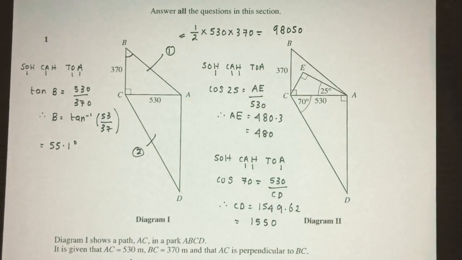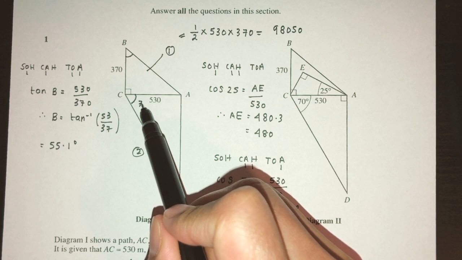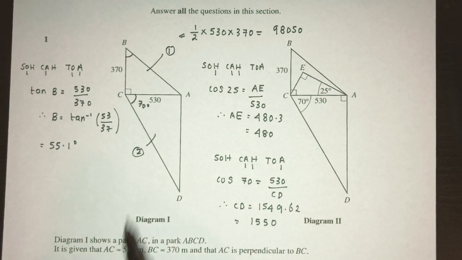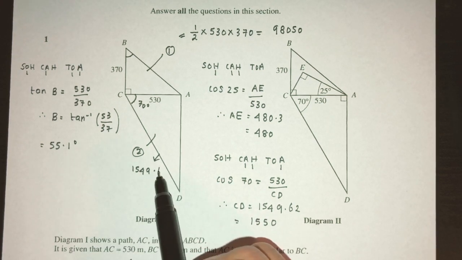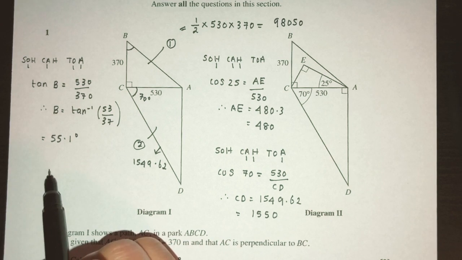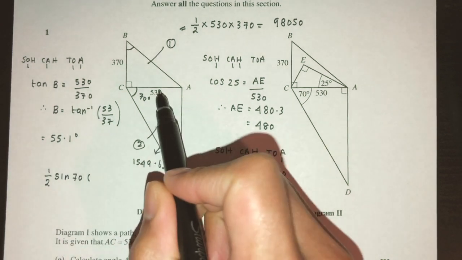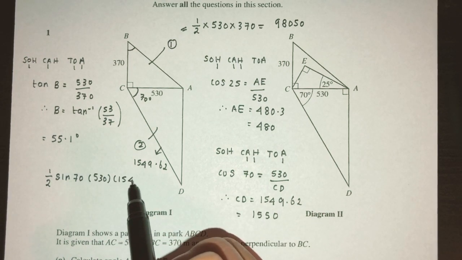Now for this one, if you observe, we know this side already. This is given by this angle, 70. And we know this side from part 1. The length here is 1549.62. So to find the area of this triangle is pretty easy as well. We can use our formula, which is half sine of the angle times these two sides, which are 530 and 1549.62.